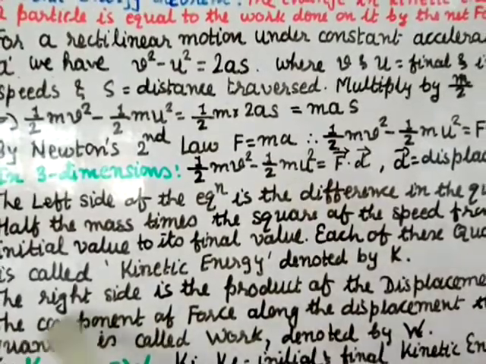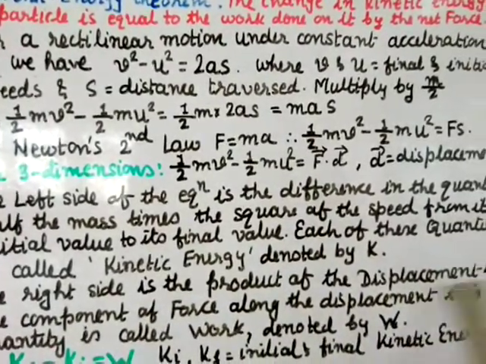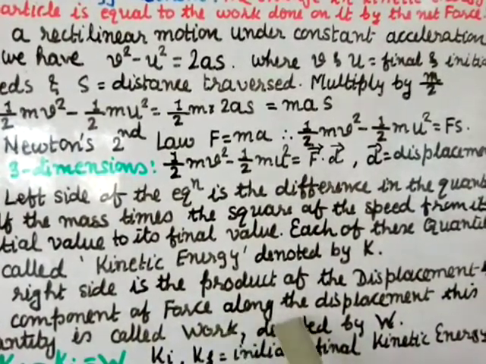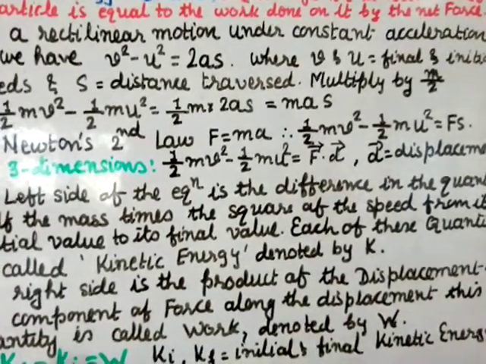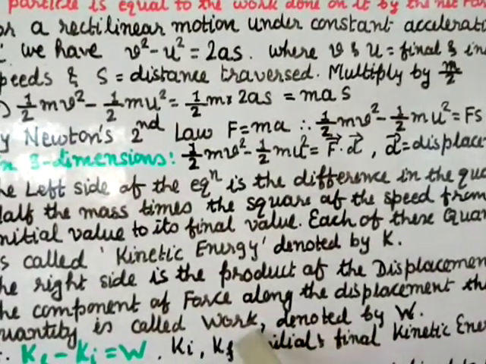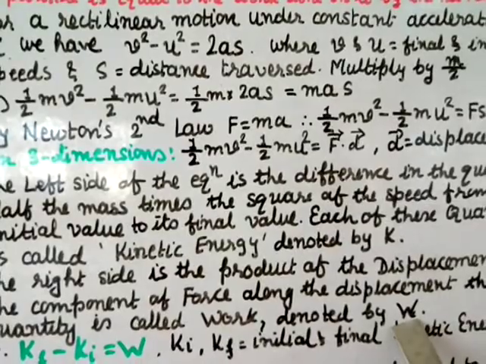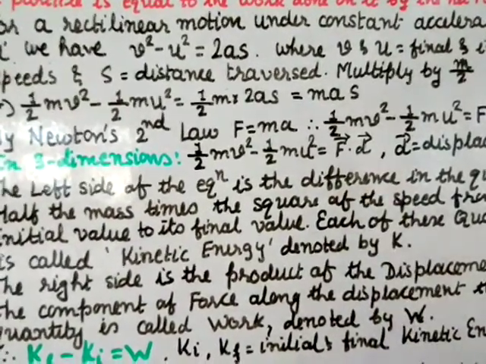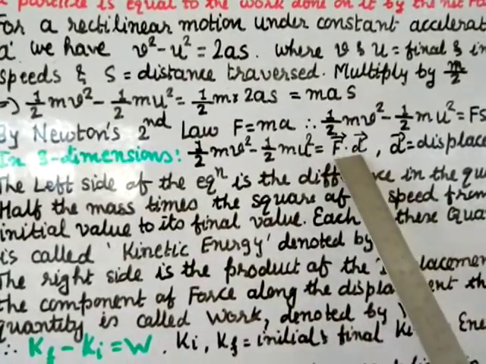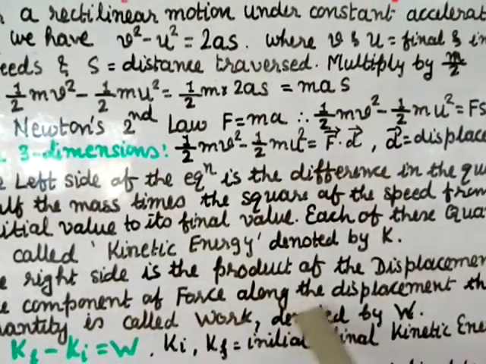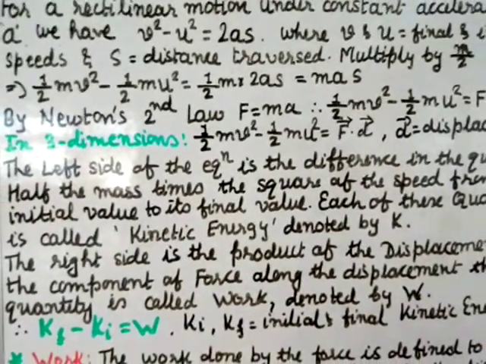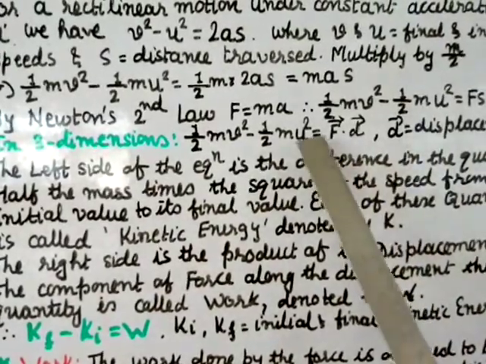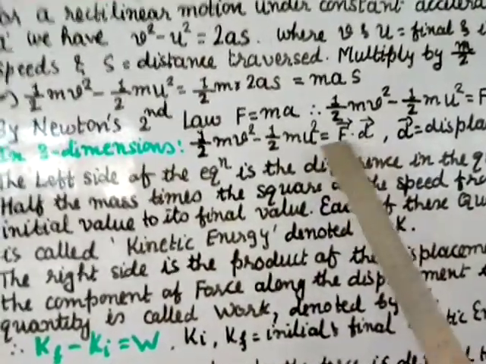The right side is the product of the displacement and the component of force along the displacement. This quantity is called work and is denoted by W. This quantity is F dot d. It is the product of the displacement d and the component of force along the displacement. We just now saw the scalar product, so this is the scalar product of force and displacement.